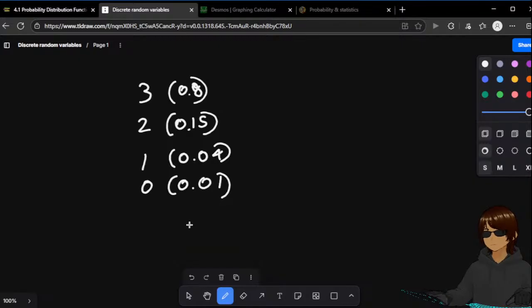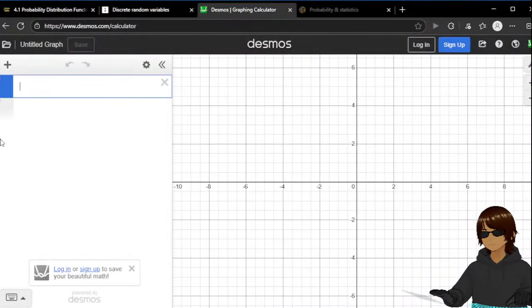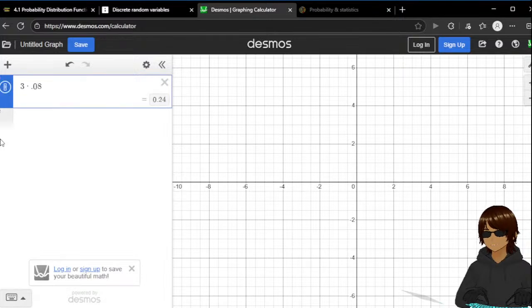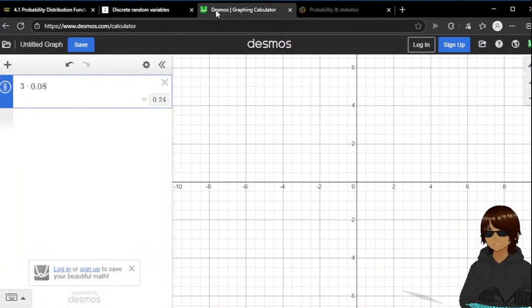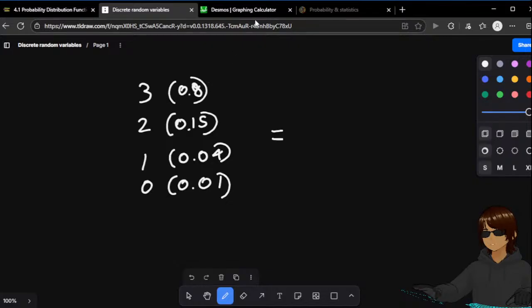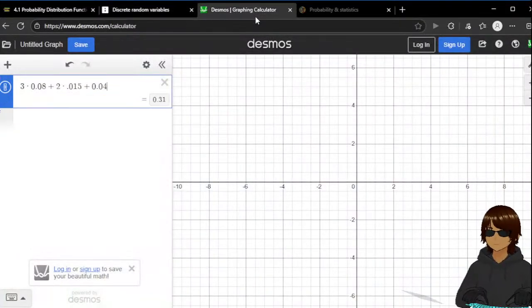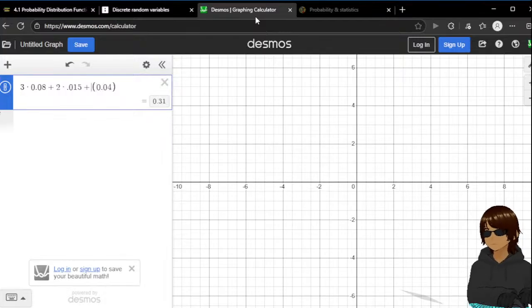And then this, right? So the average over here, the mean over here, we sum them with the relative frequency, and then we get 3 times 0.8 plus 2 times 0.15 plus 0.04. This is 0.8. So the mean is 2.47.